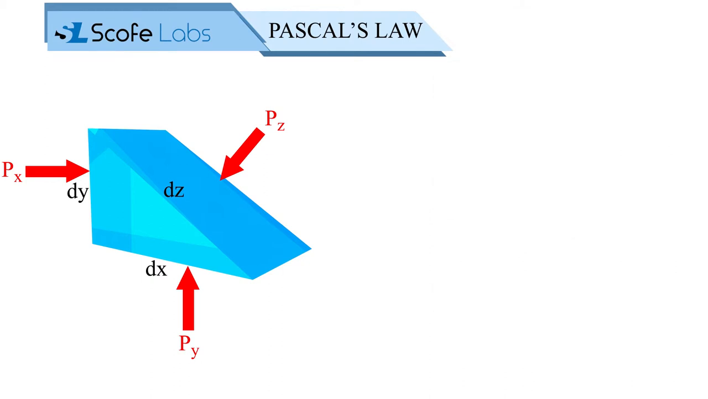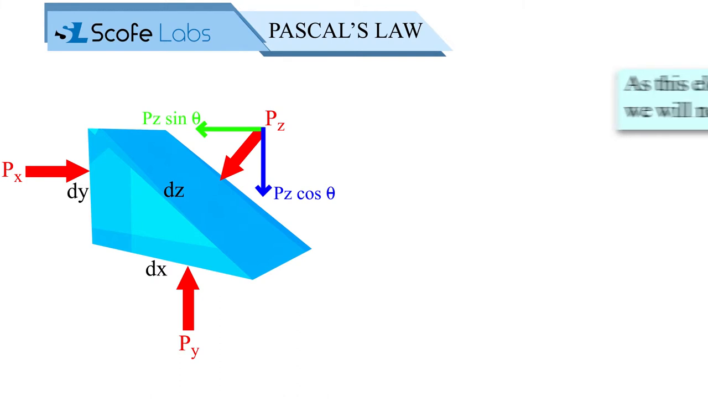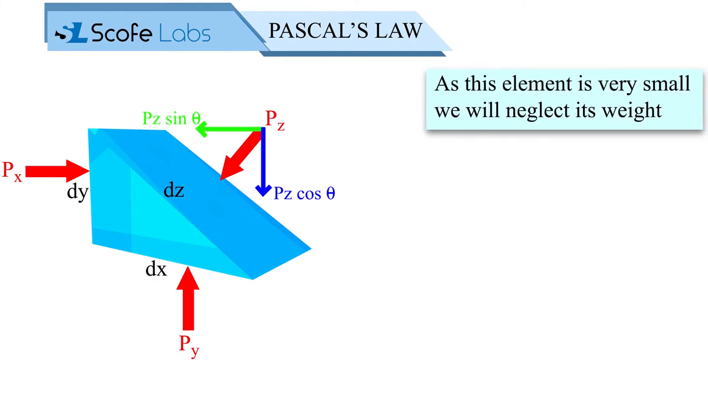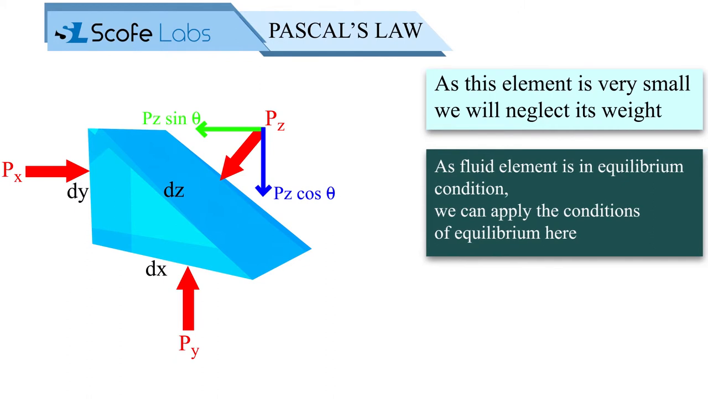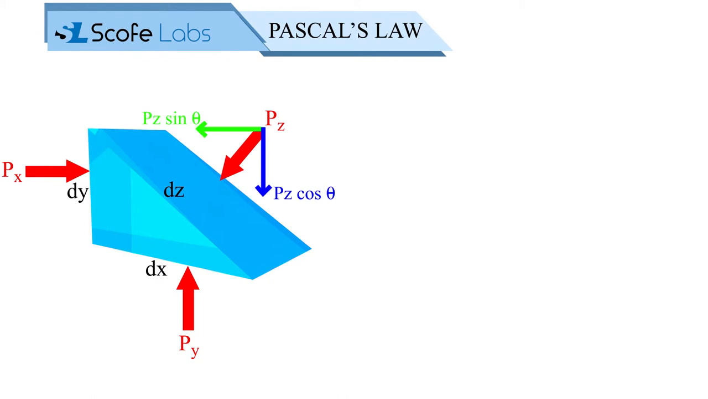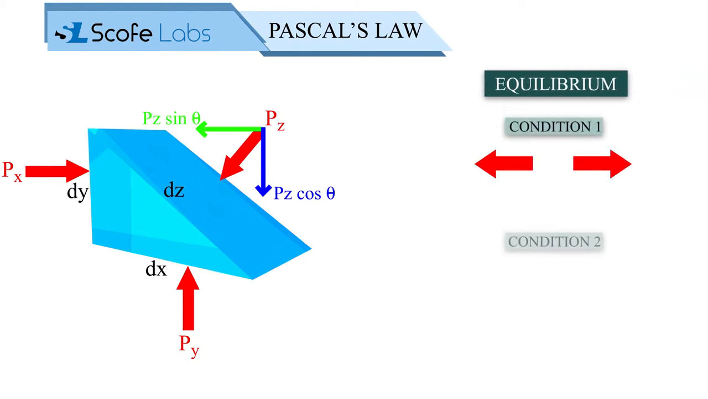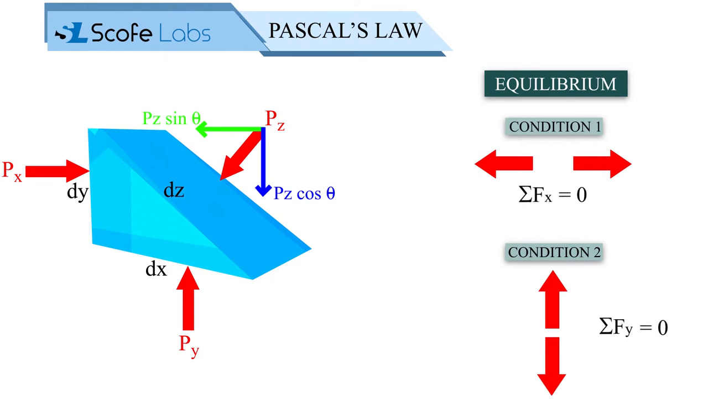We can resolve pressure Pz into two components, namely Pz sine theta and Pz cos theta. As this element is very small, we can neglect its weight. As we know, the fluid element is in equilibrium, so we can apply the conditions of equilibrium here. In equilibrium, the sum of all the forces acting in horizontal and vertical directions is zero.